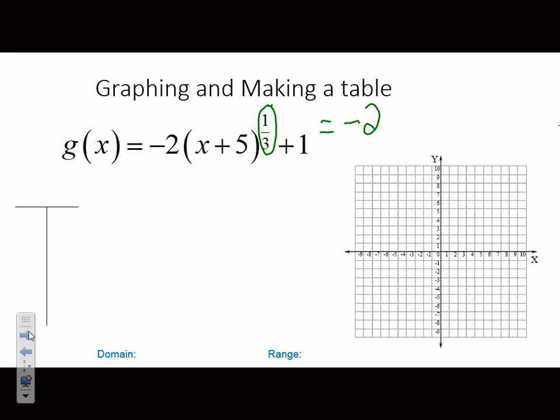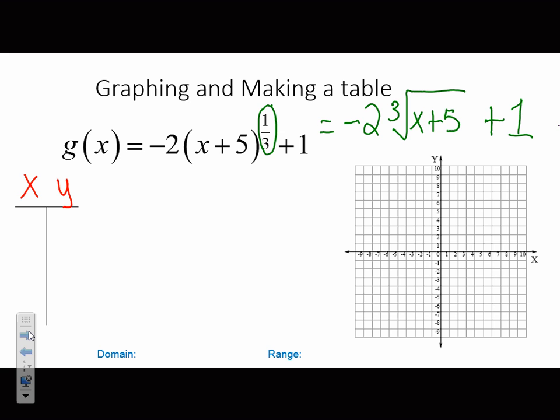It's going to be negative 2 times the cube root. Whatever's in parentheses goes under our radical symbol. So we have x plus 5. And then outside of our radical symbol, we're going to put that plus 1. So the one in the black and the one in the green, they're the same functions. I just rewrote it as a cube root instead of to the 1/3 power. So we come back over here. We need to make our tables.